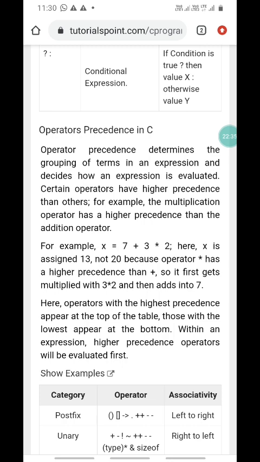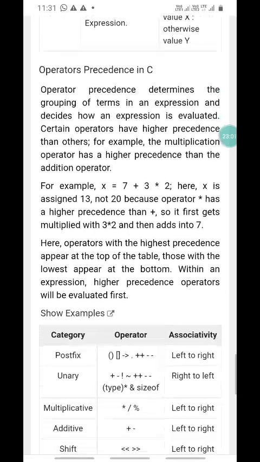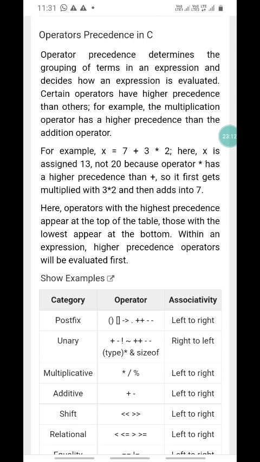For example, this is the BODMAS rule: x = 7 + 3 * 2. Here x is assigned 13, not 20, because the operator * has a higher precedence than +, so it first multiplies 3 by 2 and then adds 7. Operators with the higher precedence are at the top of the table, and those with the lowest appear at the bottom. Within an expression, higher precedence operators are evaluated first.